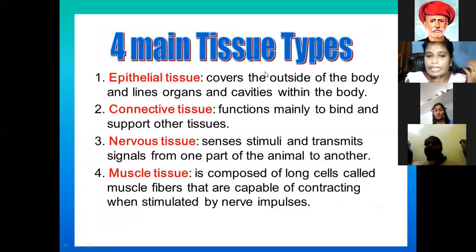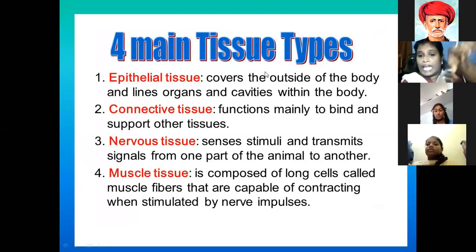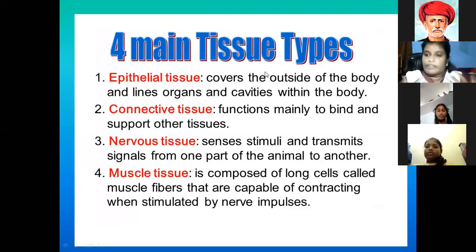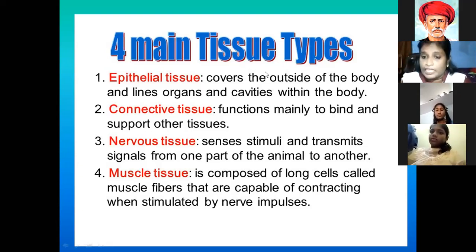First of all, epithelial tissue covers the outside of the body, and lines organs and cavities within the body. Lines means the lines in our body, lines of organs and cavities. A cavity means, for example, the stomach or the rib cage, a hollow space. So epithelial tissue covers the outside of the body and lines organs and cavities within the body. It is inside your body too.